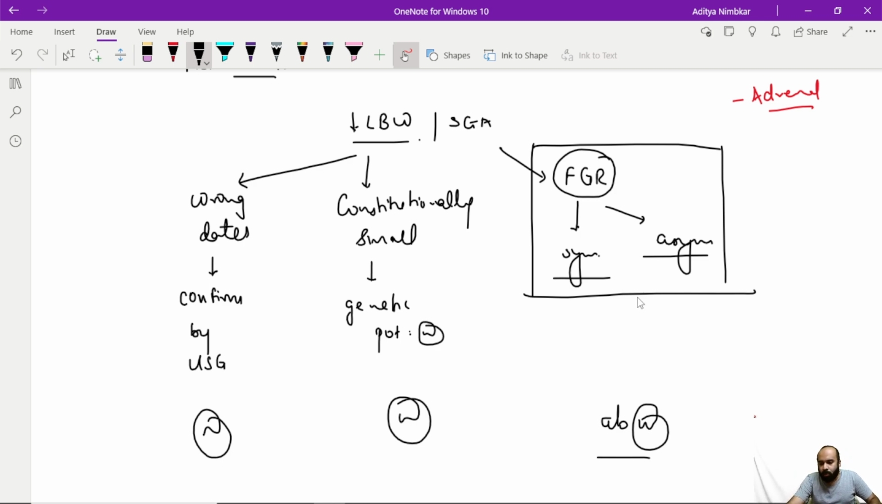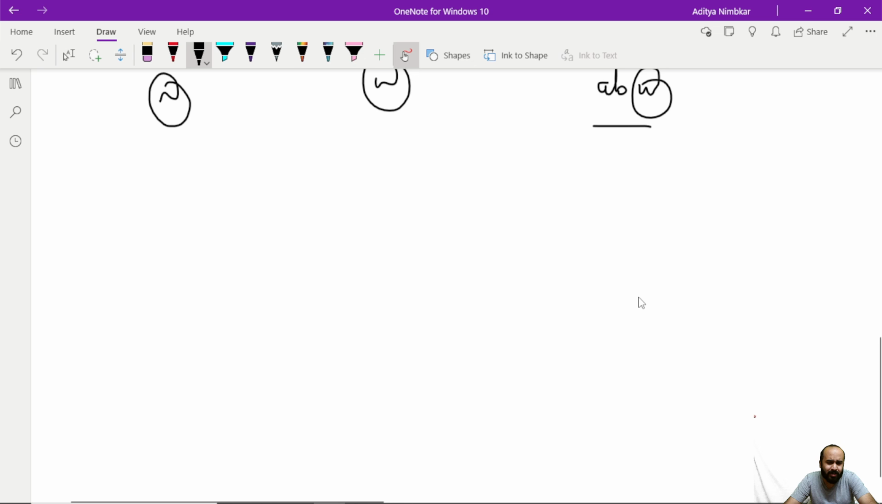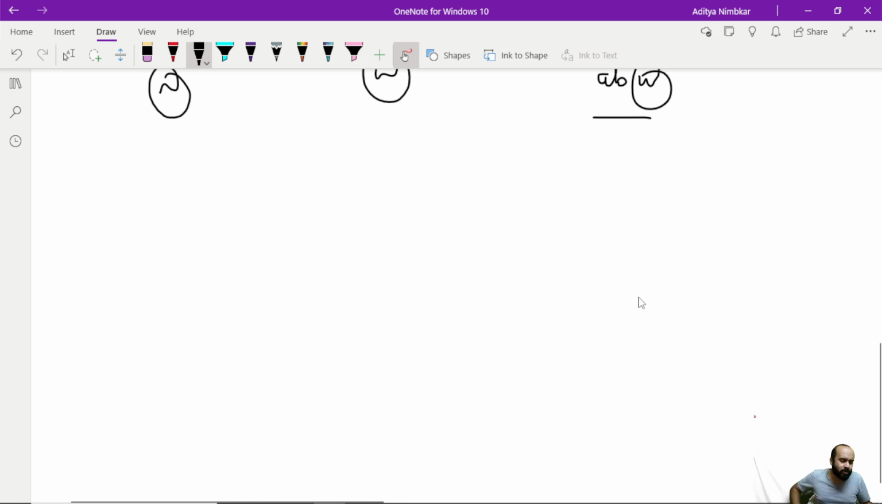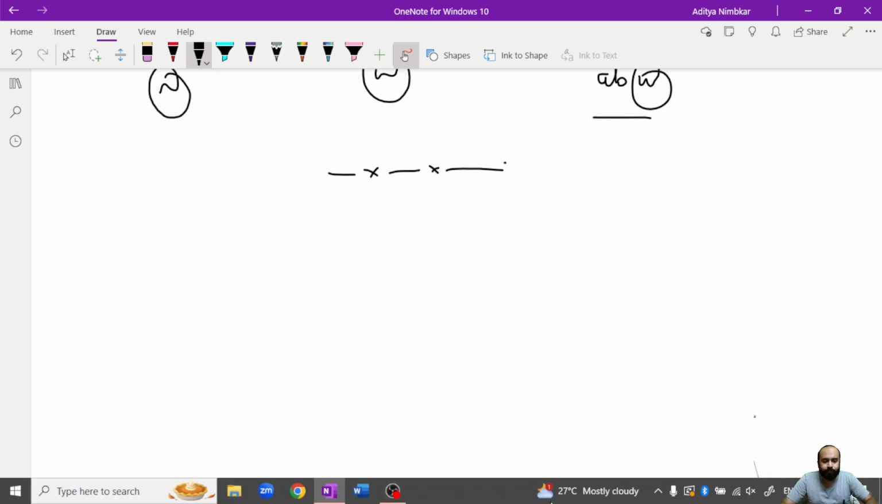So now whenever a female comes to me with any complaint, or she just comes to me for an OPD visit and I diagnose her to be a female with fetal growth restriction, then in that scenario I have to admit her for monitoring. So when I admit her, how does my history begin? Now we are starting with the actual case discussion.